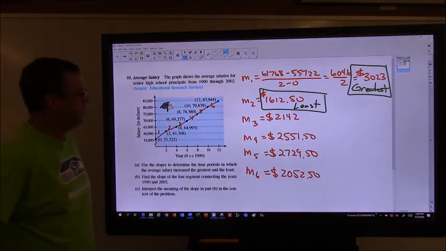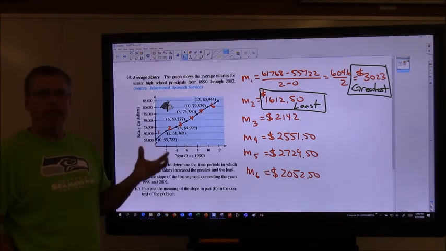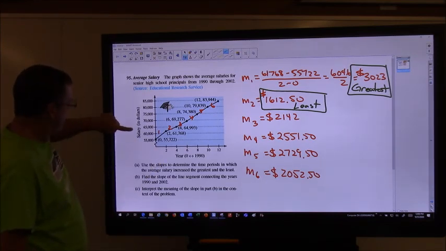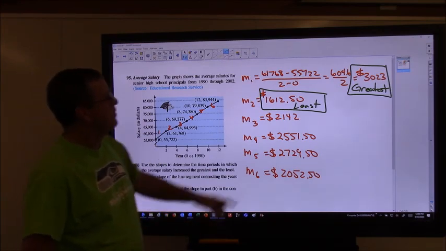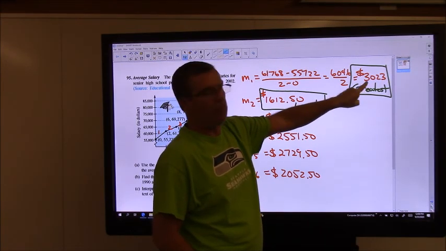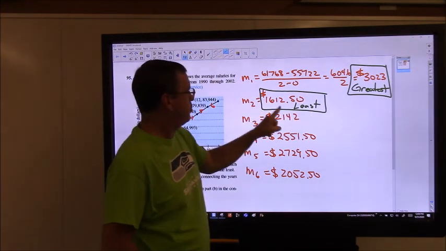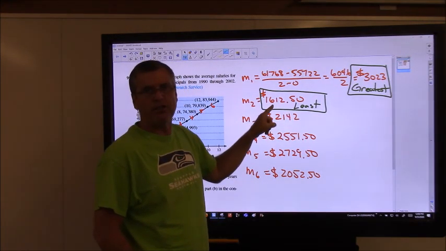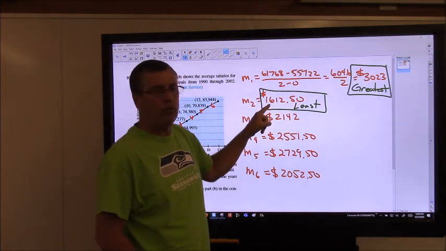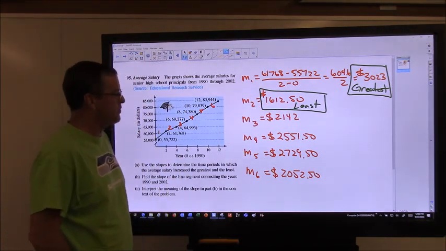When you look at that, remember slope is a rate of change. It tells us how things are changing over time. And what we're talking about is the principal's salary per year. So these first 2 years, this is kind of nice. It means that their salary increased by over $3,000 per year. I'm not sure what happened in this time period, but not so good. Their salary still went up, I guess that's good, but only by a little over $1,600.